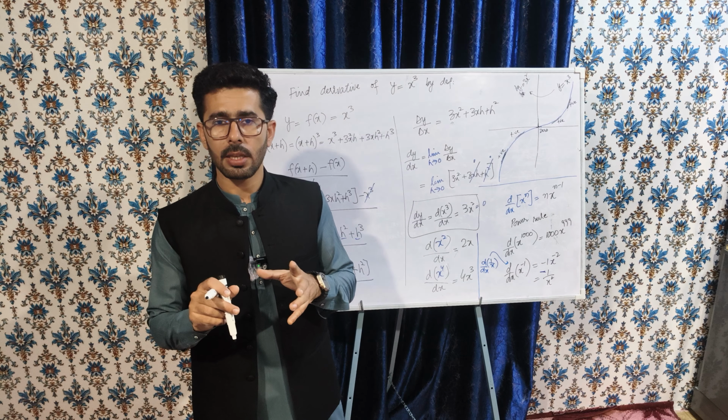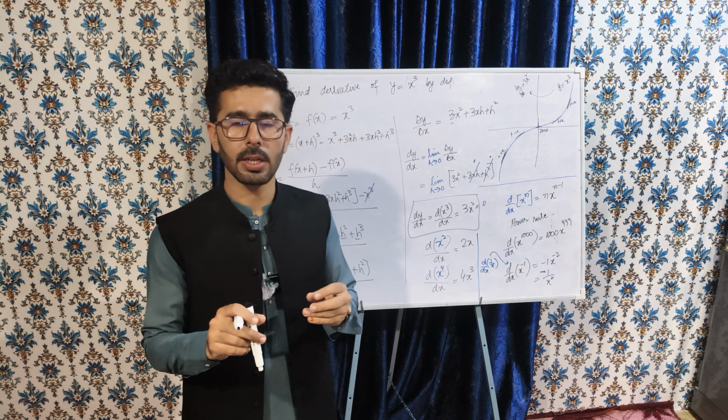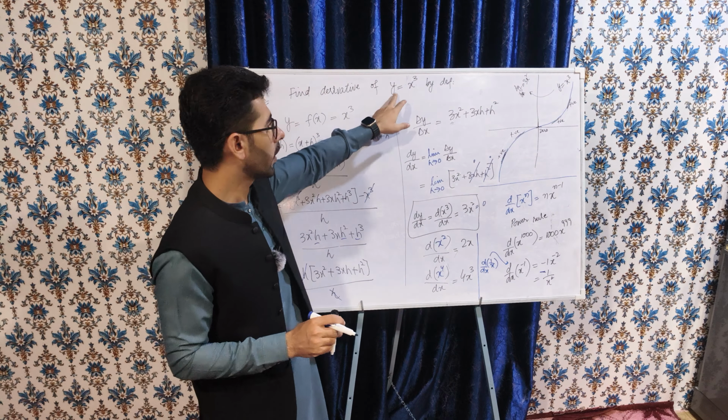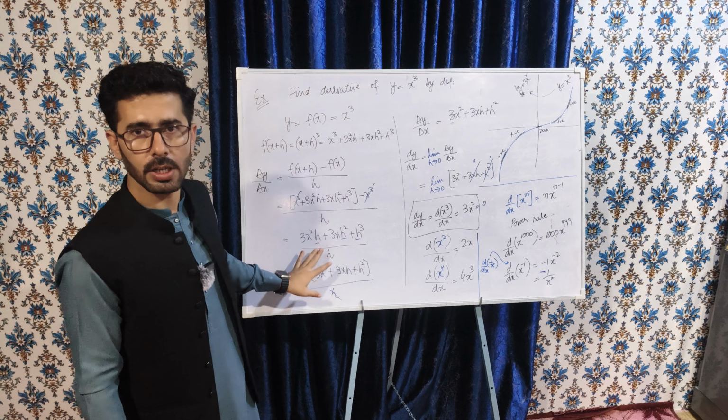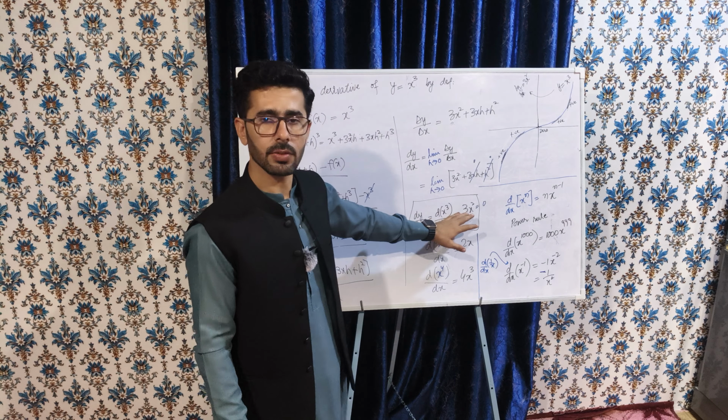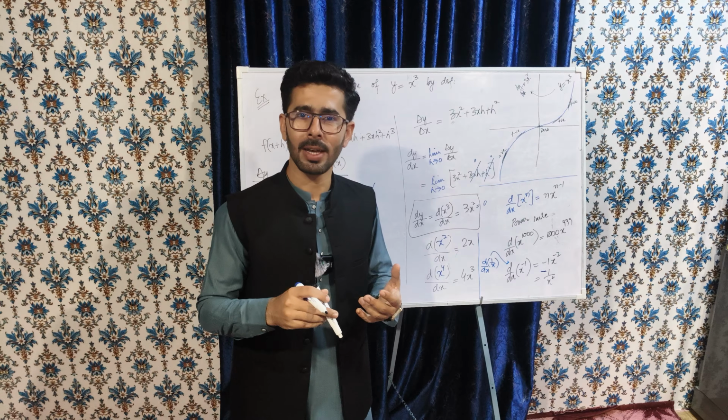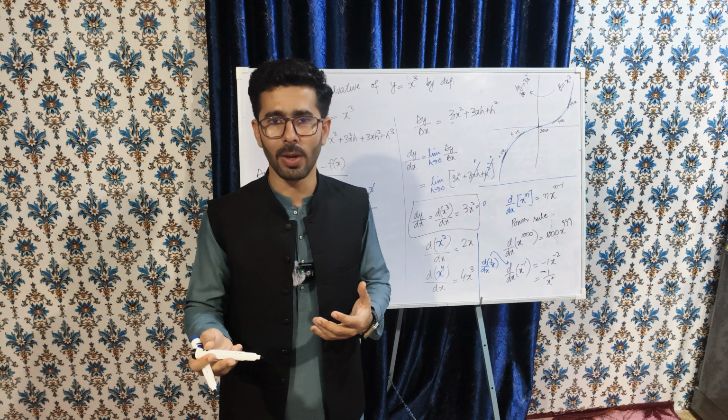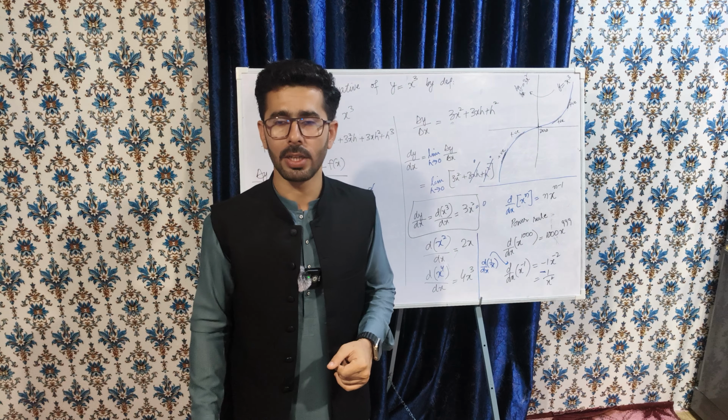So in this short tutorial we learned to find the derivative of y equals x cubed by definition. That gave us a pattern that whenever you use a power function, the derivative of a power function will be: bring the power down and reduce the power by 1. So that's how it works.